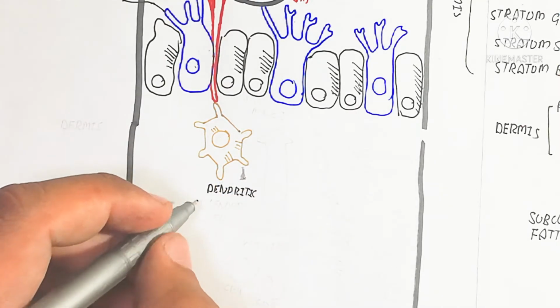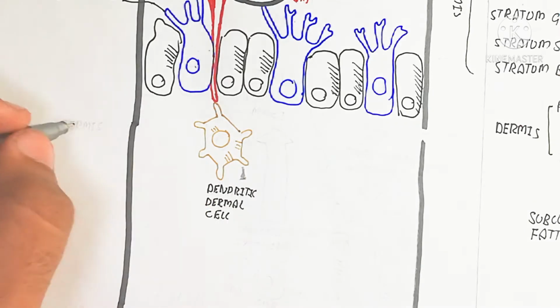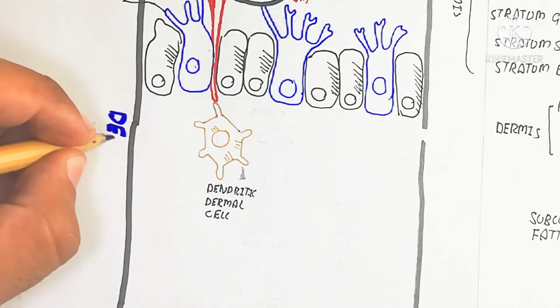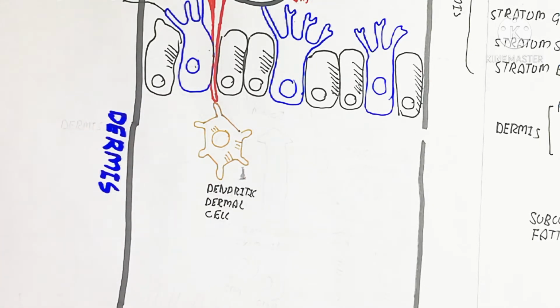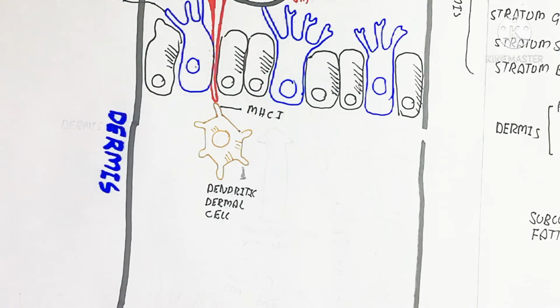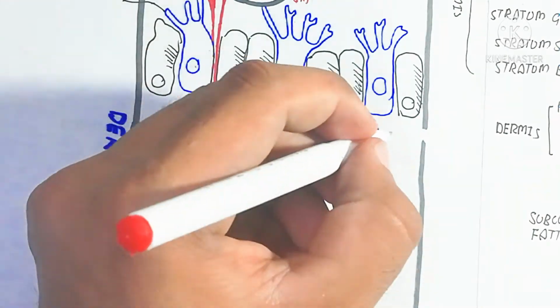So I am again explaining that a dendritic dermal cell receives the signal from the Langerhans cells through MHC class 1, and this recognition moves the dendritic cell into the lymphatic system, into the lymph node, where it is recognized by the naive T cell.